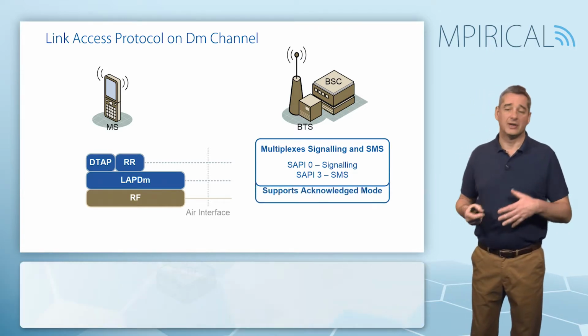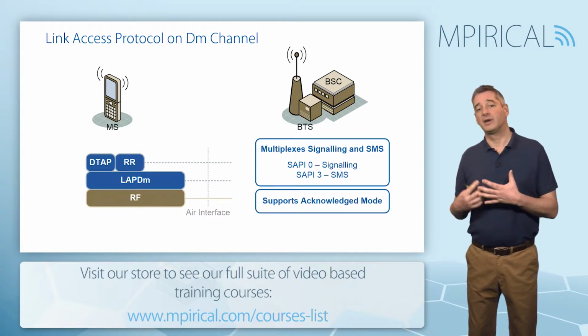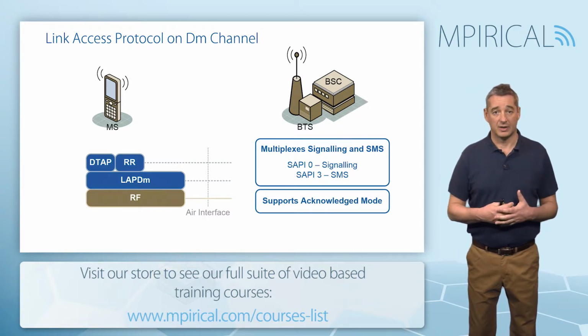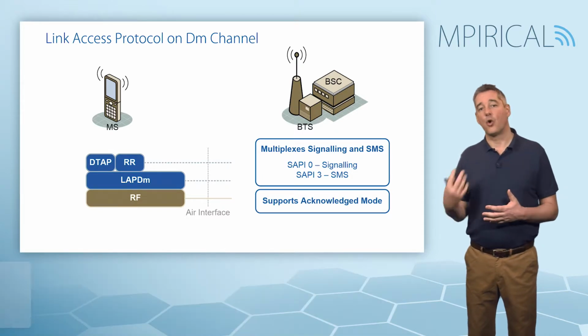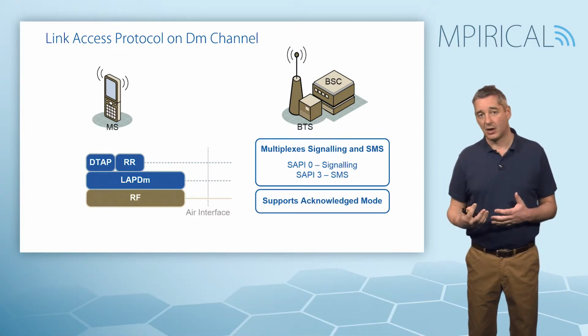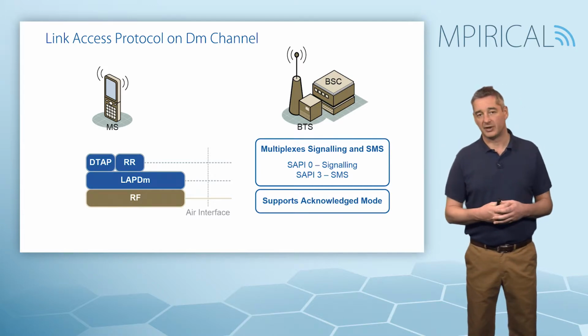In addition to carrying out this multiplexing process, LAPDm is also capable of supporting acknowledge mode. This means that should we have any errors or missing information, we can call for a retransmission at this layer, rather than having to wait for the message to be decoded further up the protocol stack.